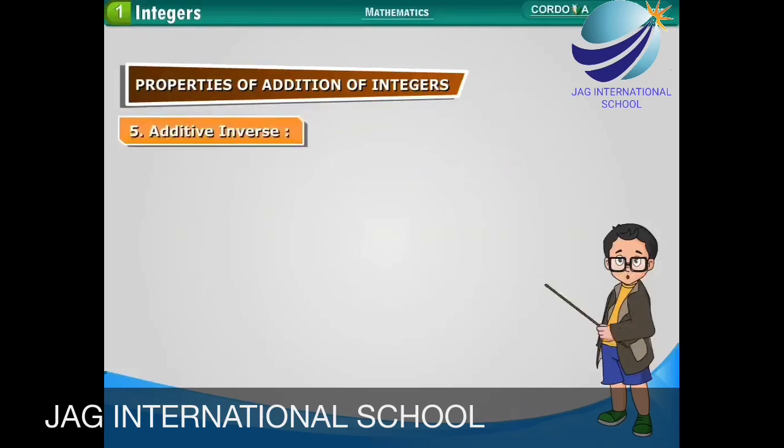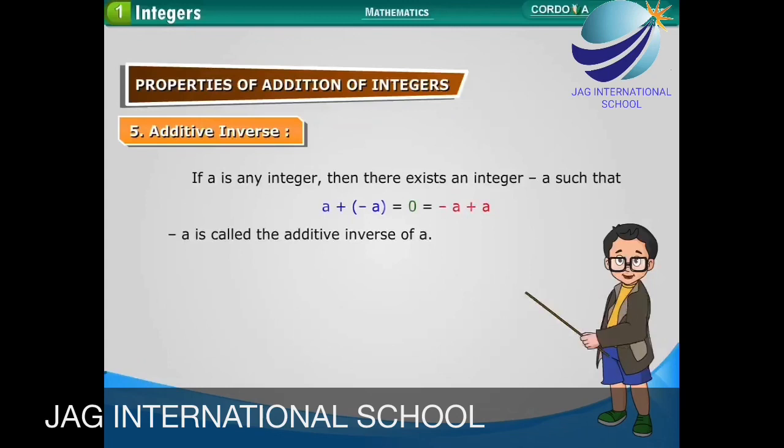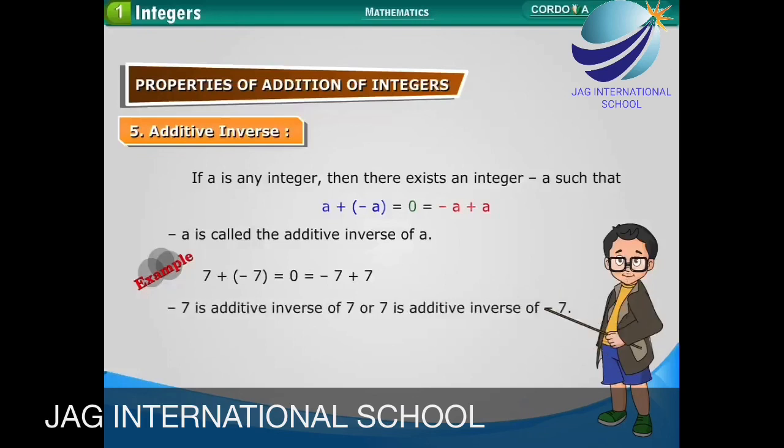Additive inverse: if a is any integer, then there exists an integer -a such that a + (-a) is equal to 0, which is equal to -a + a. -a is called the additive inverse of a. Example: 7 + (-7) is equal to 0, which is equal to -7 + 7. -7 is the additive inverse of 7, or 7 is the additive inverse of -7.